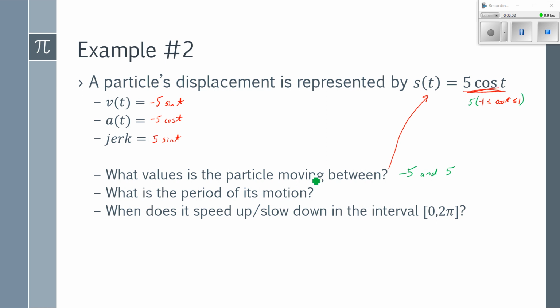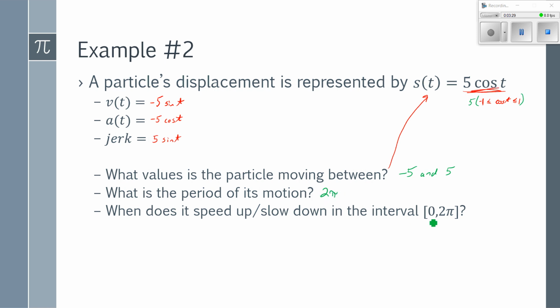In terms of the period of its motion, again, I can focus on the cosine of t. I know that sine and cosine both have a period of 2 pi, and I've not multiplied anything on the inside of cosine to change the period, because it's multiplying t on the inside that would change the period. So my period is still 2 pi.